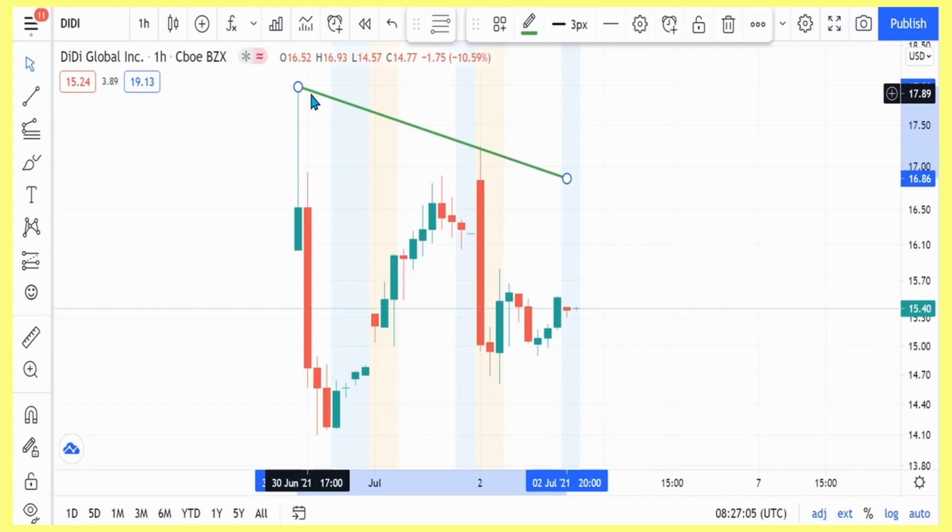Okay, we need strength at the resistance. Only then we can push the price further up. So the buyers must have strength. So let us look at this.